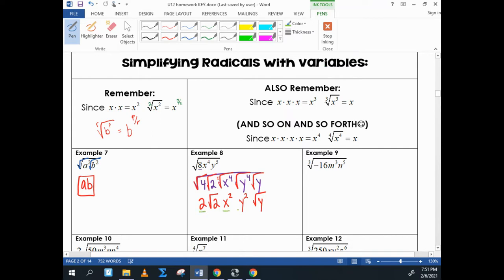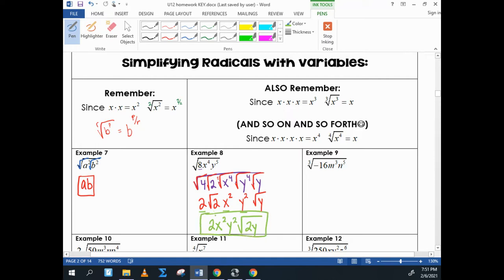Anything that is not under a radical can be multiplied together. So we can multiply this 2 times x squared times y squared, and that's just how we write it, 2x squared y squared. And then anything under the radical, just like we could split it up over here, we can also smash it back together. Anything under the radical can just be multiplied together under one radical. And there is our final answer.